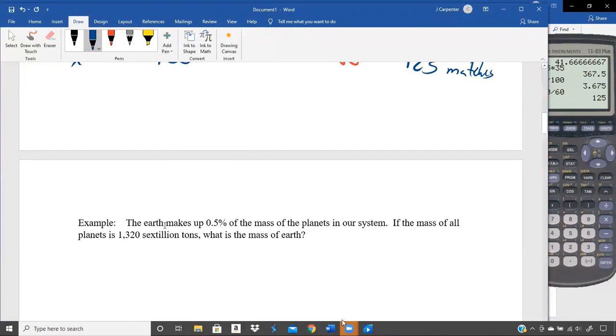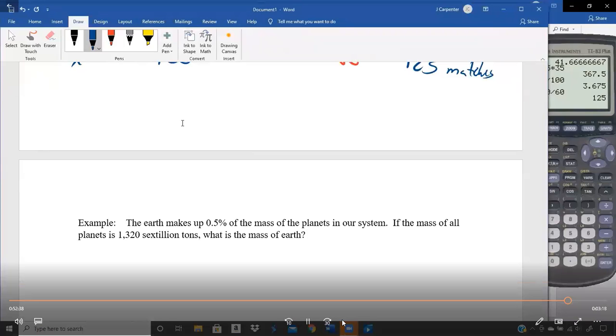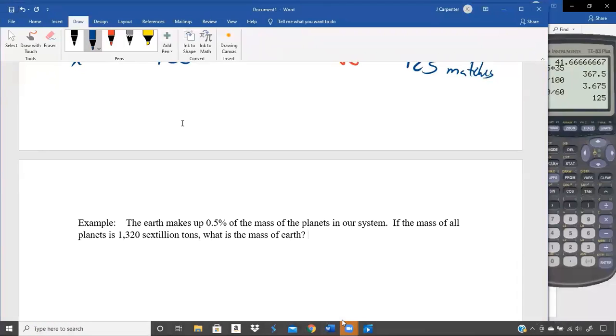Okay, this percentage is not accurate, and this number isn't accurate, but the Earth mass will be accurate when we get it. So septillion tons would be 1,000 sextillion tons. So it's millions, billions, trillions, quintillions, quartillions, sextillions, then septillions. All right, so we have the mass of all planets, 1320 sextillion tons.